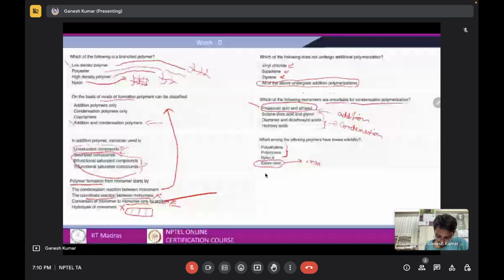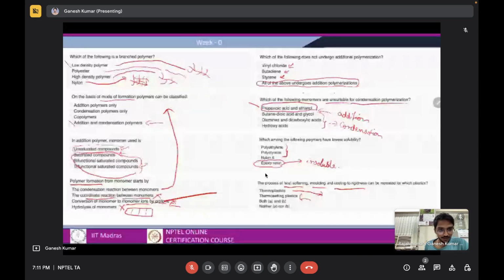Coming to the final question of week 0: the process of heat softening, molding, and cooling to rigidness can be repeated for which plastics, whether it is thermoplastic or thermosetting plastic, or both A and B, or A or B. Here the question is about heat softening, molding and cooling back to its rigidness. If you heat a thermoset, it won't go back into the previous structure, whereas that is possible with the thermoplastic. For a thermoset plastic, you can think of an egg yolk: if you heat it, it can't be reversed, whereas a thermoplastic can somehow come back to its original state again. So the answer goes with the thermoplastic.